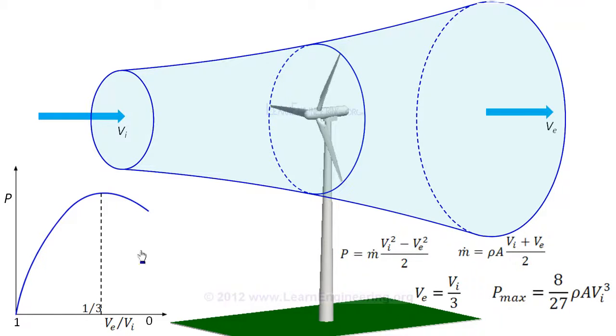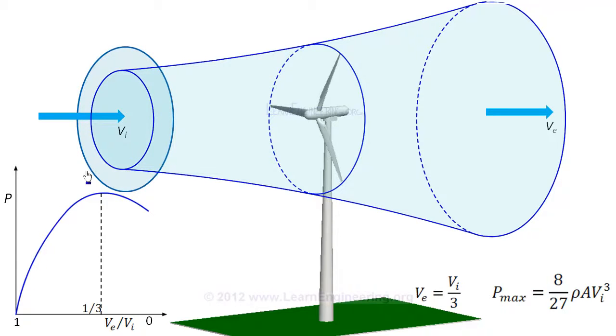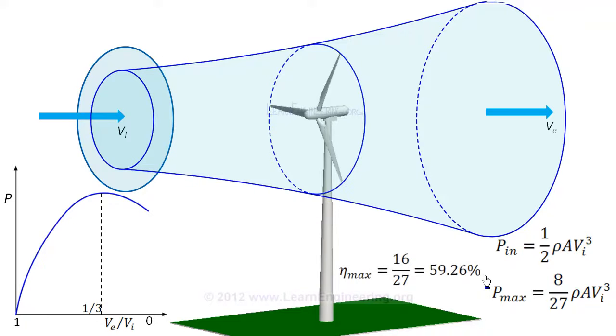Power input to the wind turbine is the inlet kinetic energy of wind passing through the same swept area, which can be modified in terms of velocity. Efficiency of a wind turbine is the ratio of power extracted to power input. So we can show that a wind turbine can convert up to 59.26% of wind kinetic energy to work. This is known as Betz's limit.